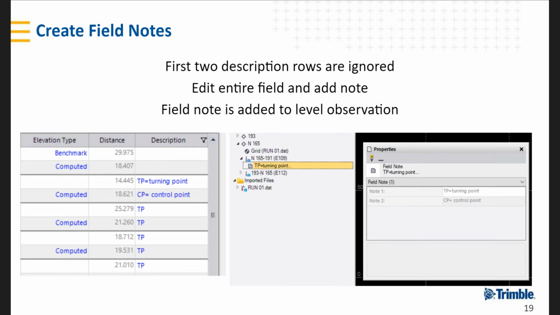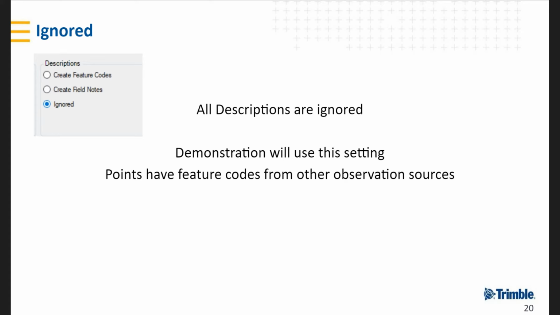So you'll see this note under the level observation. And then it brings in that information that you've entered in the description field. So that's what the field description does. And the next one that we'll use for the demonstration is just the ignore. So we'll just ignore those because we already have the feature codes from other observation sources.